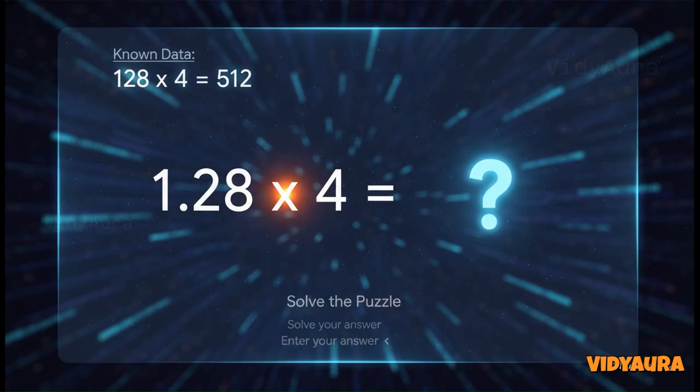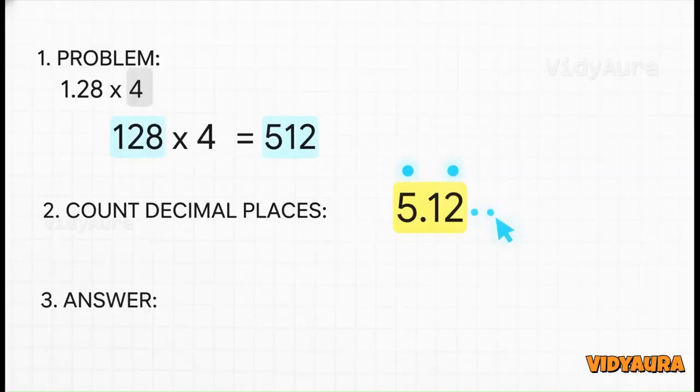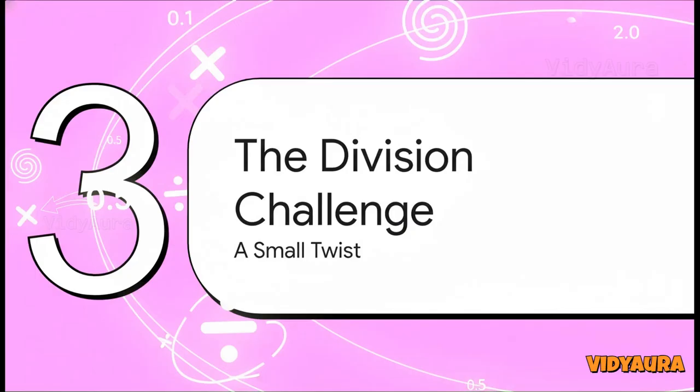Feeling good about that? Let's do one more, just to lock it in. We know that 128 times 4 equals 512. So, using our new rule, what do you think 1.28 times 4 would be? You got it. It's 5.12. We just multiply 128 by 4, which gets us 512. Then we go back and count the decimal places in the original problem. 1.28 has 2 places, and the number 4 has 0. So our answer needs 2 decimal places. See? It's a perfectly consistent rule. It works every time. Okay, we've totally conquered multiplication.